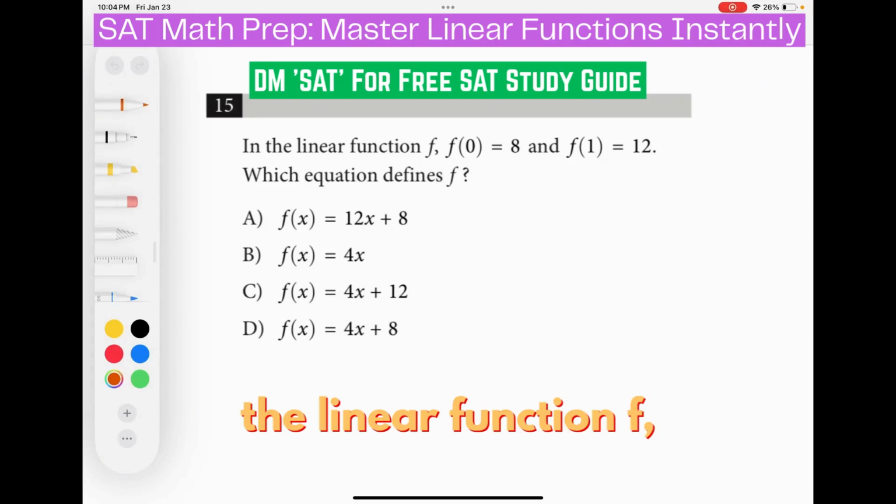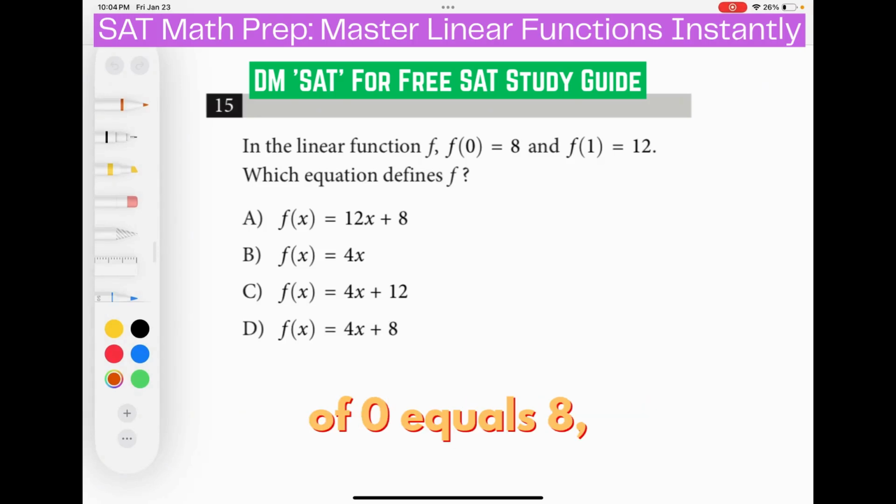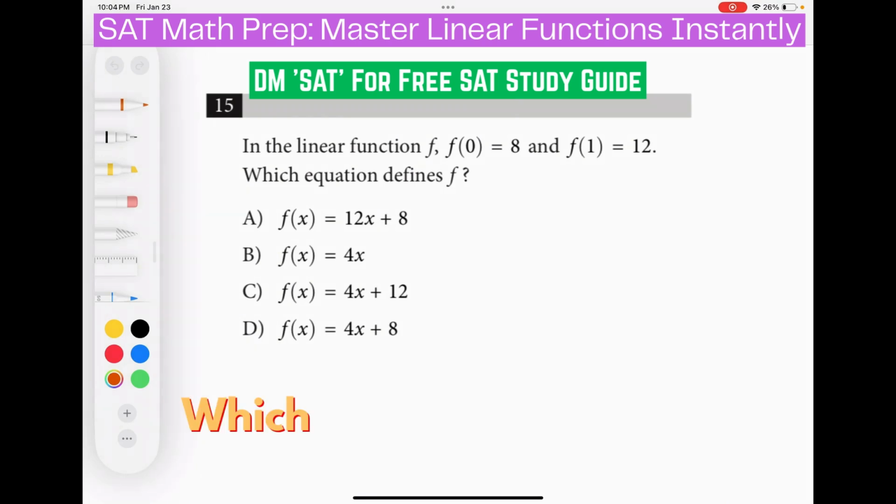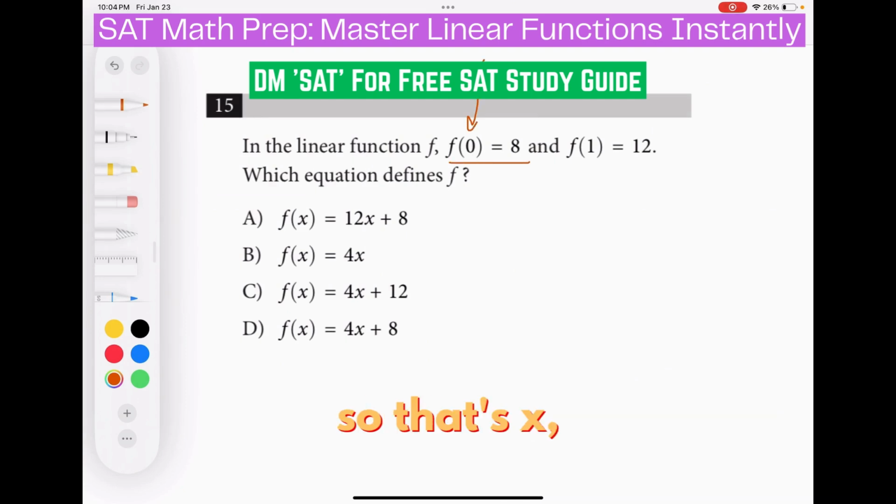In the linear function f, f of 0 equals 8 and f of 1 equals 12. Which equation defines f? So right here, when x is 0, f of x would have to equal 8. And for that same equation, if x is 1, then f of x would also have to equal 12. So I'm going to guess and check for each function here.